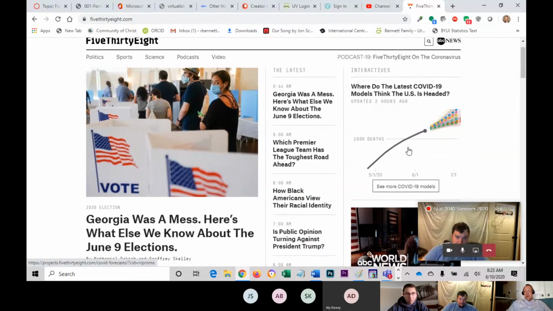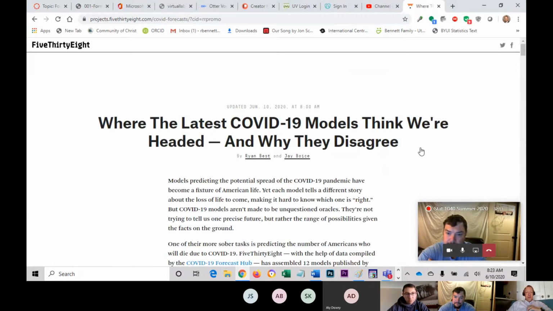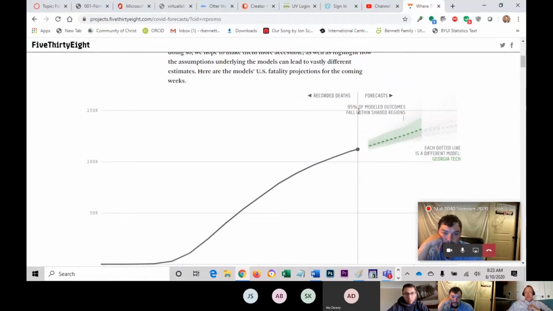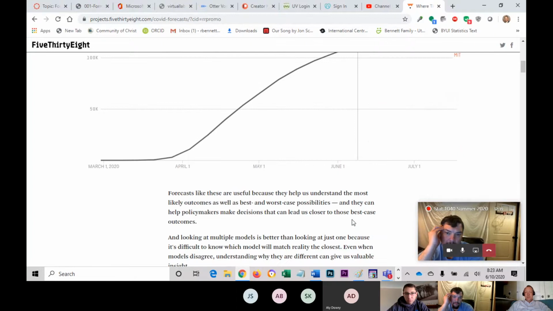Now, one of the things that they like to do. Oh, now this is interesting. I haven't thought about this. Now they usually do a lot of politics, but apparently they're doing something on the coronavirus, COVID. Oh, there we go. 95% of models change outcomes. Okay, so they've got 3 different models. In fact, this is kind of animated. You can see, but they've got confidence intervals from the different universities that are trying to predict the number of deaths.